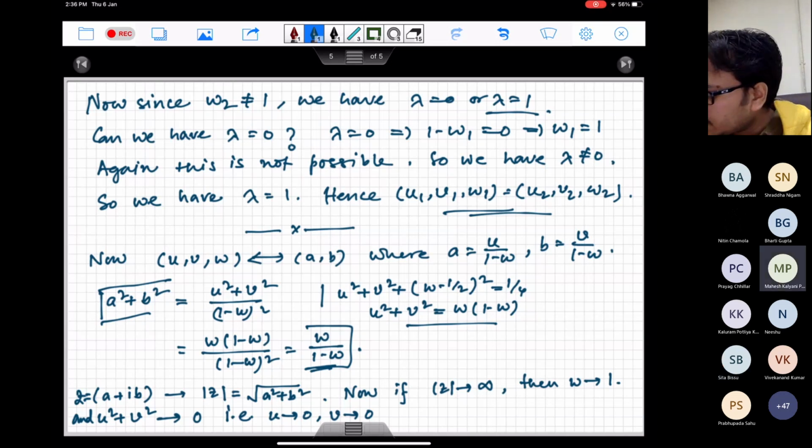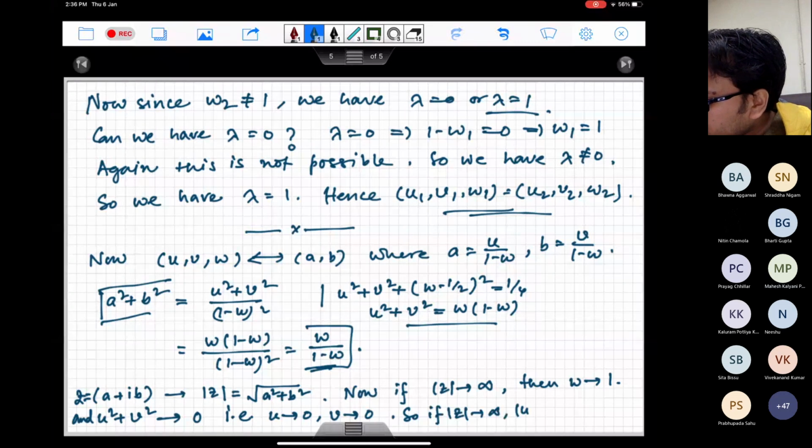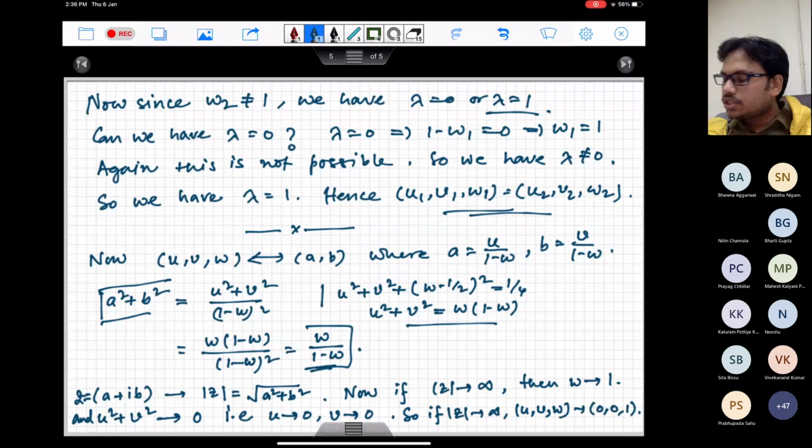Not 0, 0. So if mod z tends to infinity, (u, v, w) tends to (0, 0, 1), right? So as we take complex numbers with higher and higher modulus, we will see that the corresponding points (u, v, w) on the sphere are going to be closer and closer to the North Pole, (0, 0, 1). So therefore, now do you see why one would call this point (0, 0, 1) to be the point at infinity?